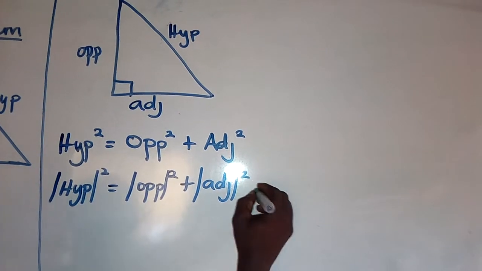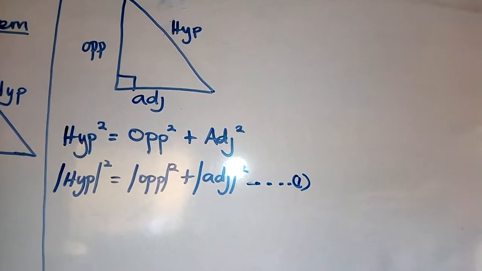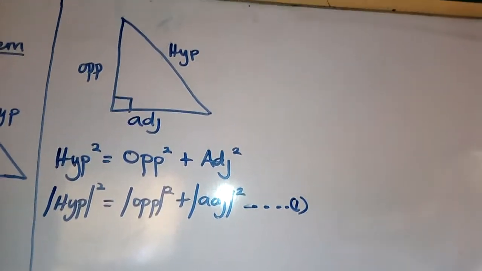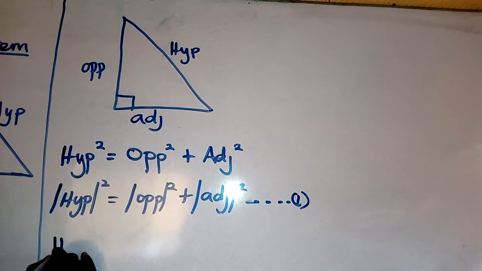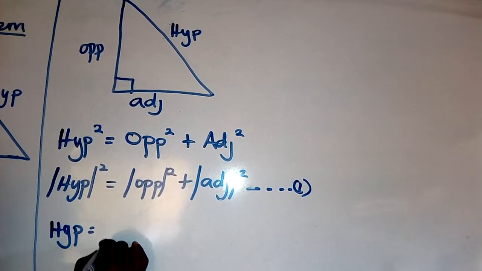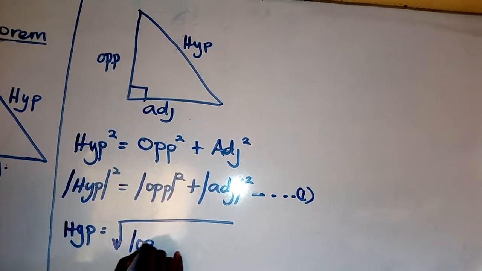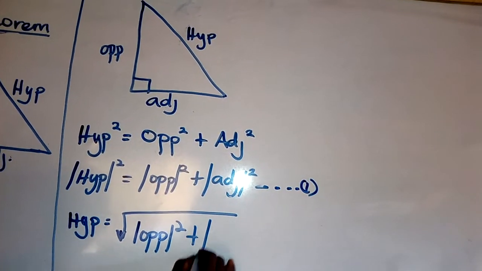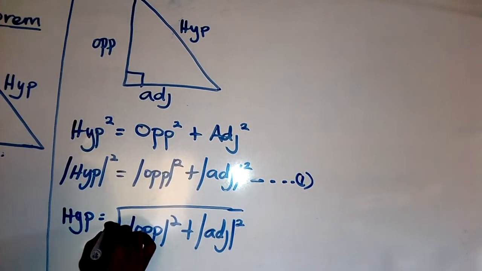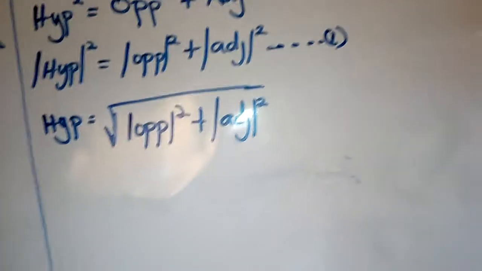This is formula 1, the first formula. To find the hypotenuse, your hypotenuse will now be the square root of the line of opposite square plus the line of adjacent square. That is your hypotenuse.